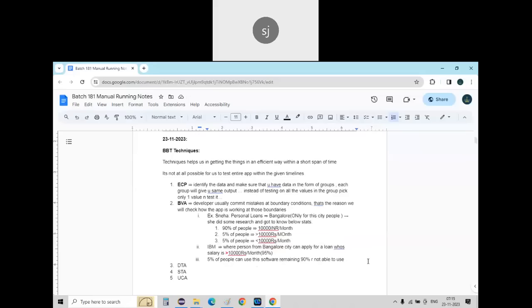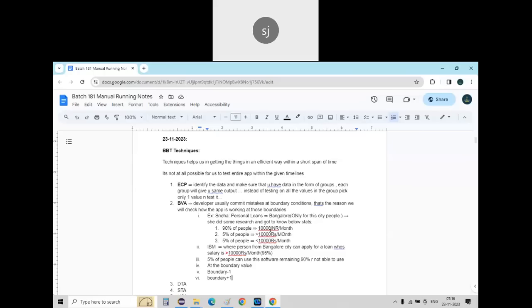So that's the reason whenever they have given these kinds of specific conditions, we as testers need to test at the boundary value minus one and boundary value plus one, and check how the application is working. So we will check at 9,999, at 10,000, and at 10,001 to see how the application is working.